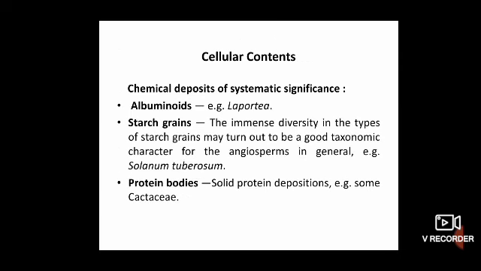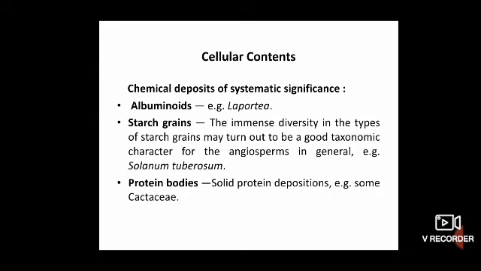Now coming to the cellular contents. Many types of microscopic characters of cell contents, that is, chemical deposits, can serve as important diagnostic tools, and at times they prove extremely helpful in delineating species, genera, and families. Some of the important chemical deposits of systematic significance are as follows.